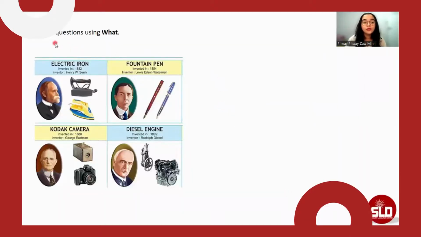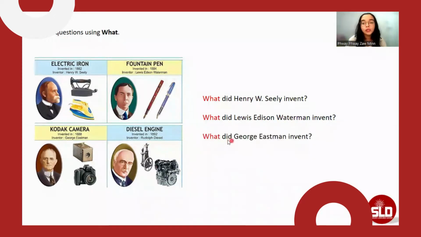All right, so for this exercise, you need to make questions using what. So the electric iron. The question we're going to make is, what did Henry W. Seeley invent? What about this one? What did Louis Edison Waterman invent? For this one, what did George Eastman invent? And the last one, what did Rudolf Diesel invent?